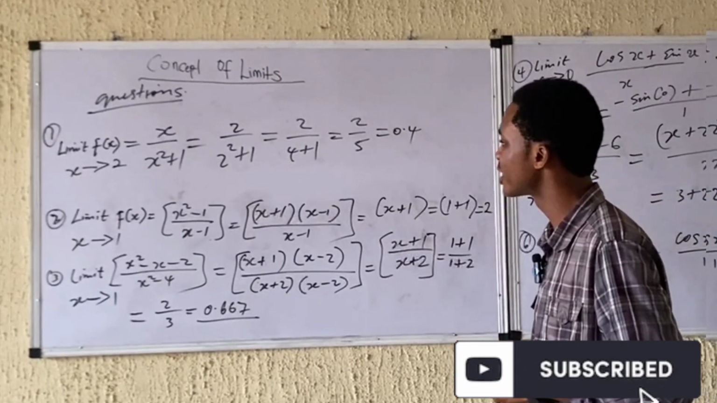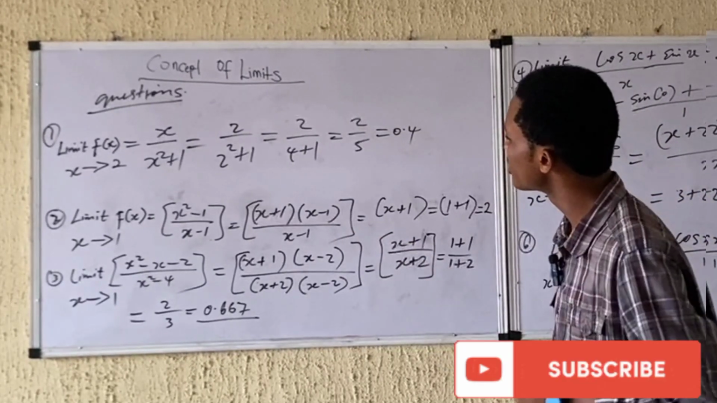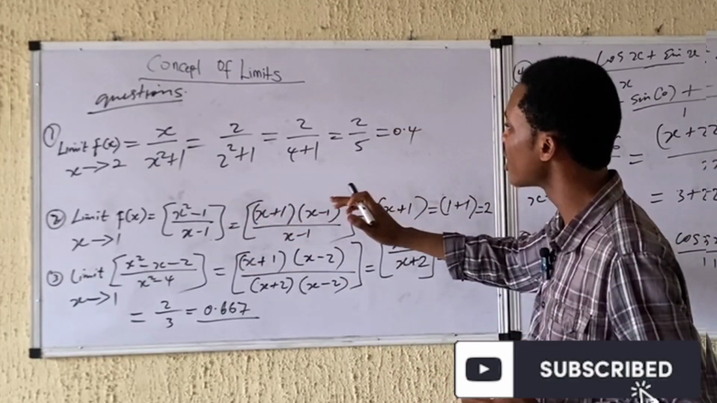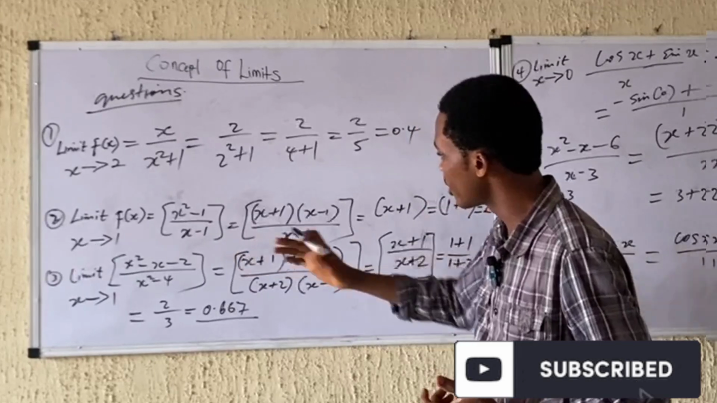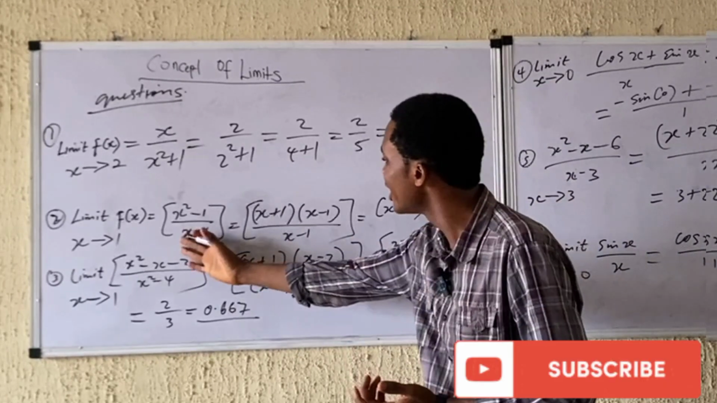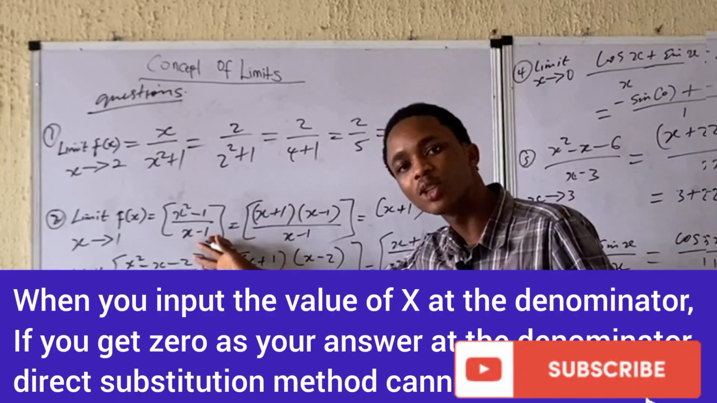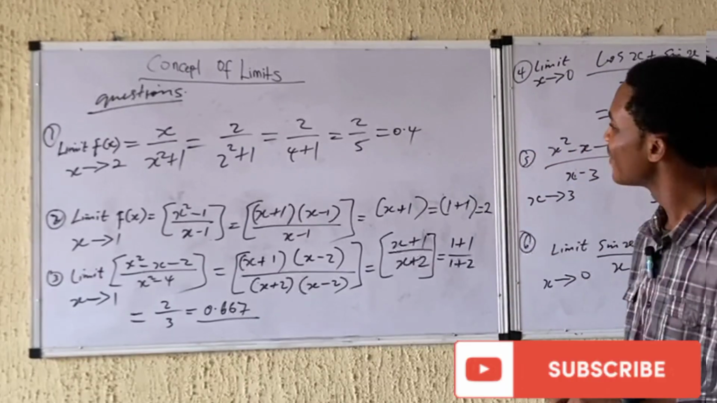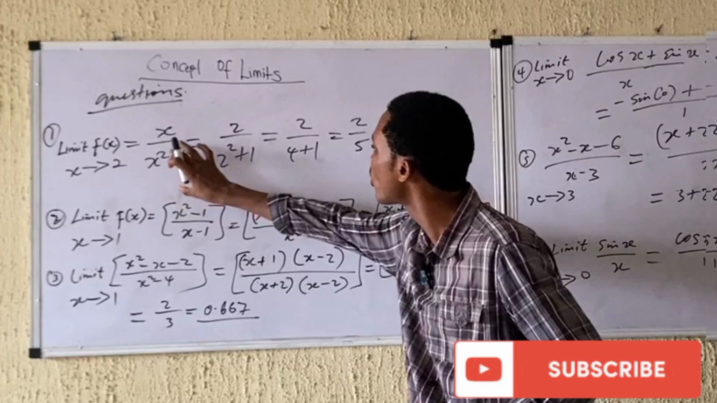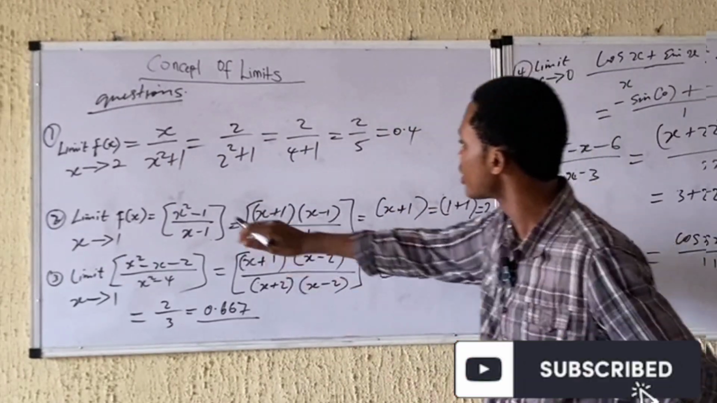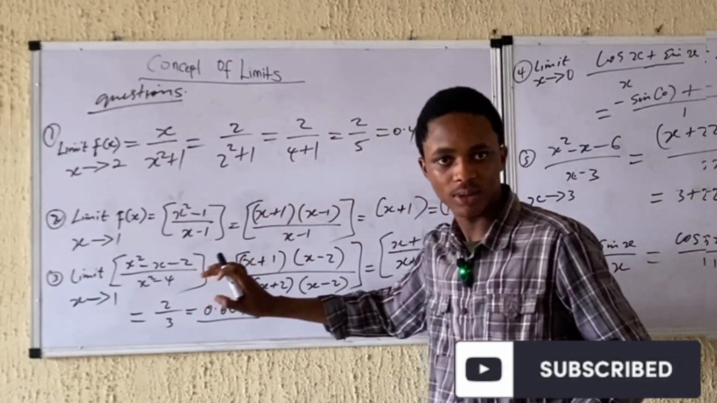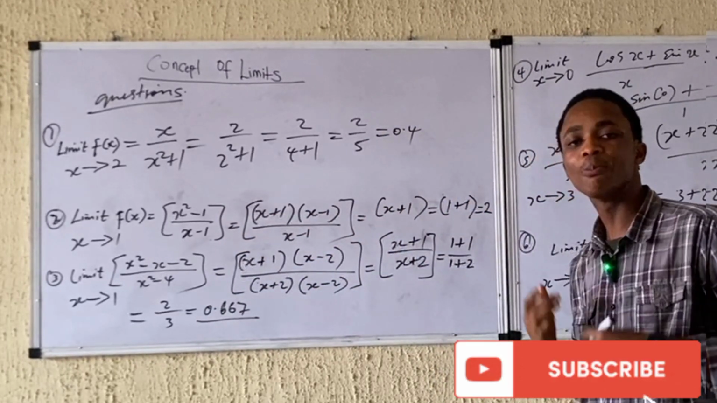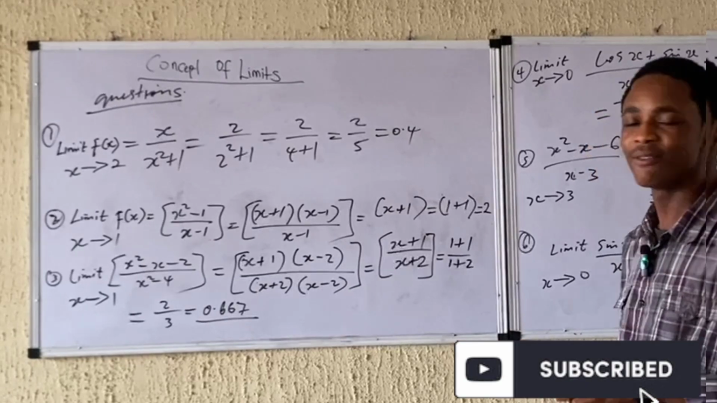Question 2. Find the limit of f of x when x approaches 1. You see, the difference between question 1 and 2 is that direct substitution may not likely work in question 2. Why? Because when you use direct substitution, we will end up having 0 at the denominator. And 0 at the denominator is not a limit. The reason why we used direct substitution in question 1 is because it did not give us 0. So, mind you, for a question like this, you proceed to the next method called the factorization method.